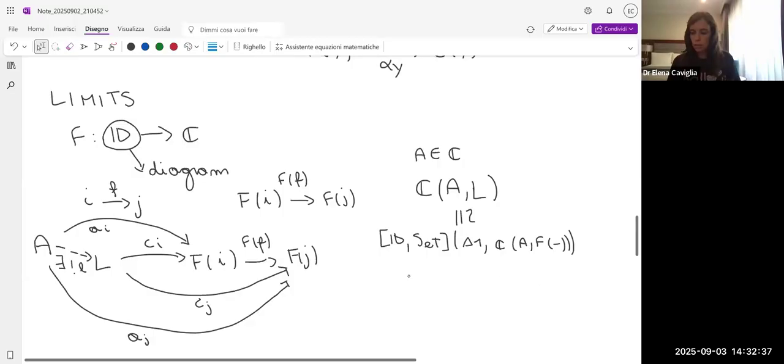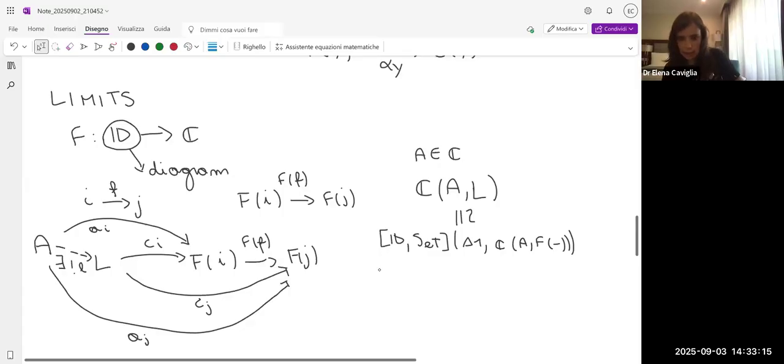So what is this? This is this set. We know that this set above is the set of morphisms in C from A to L. But what about the set below? This is the set of cones, okay? But how is this the set of cones? This notation means that we are considering the natural transformations between Δ1, which is just the constant functor from the 1 category into C, and this other functor.